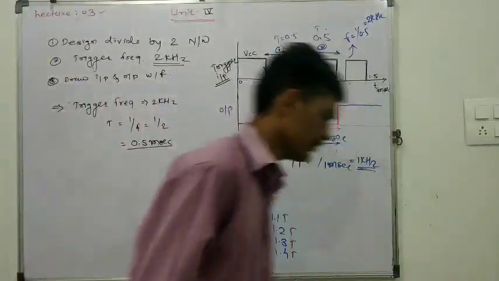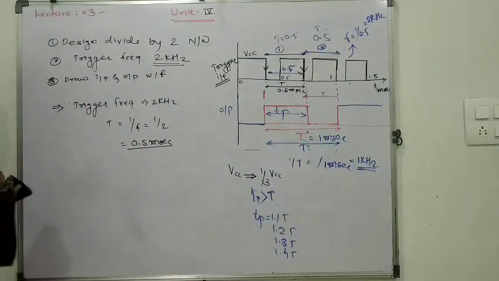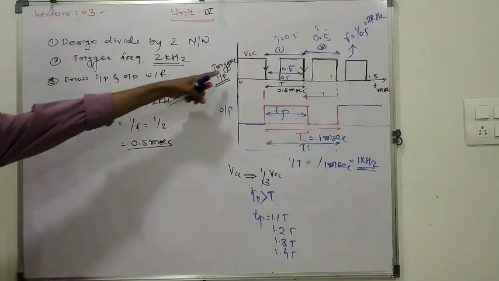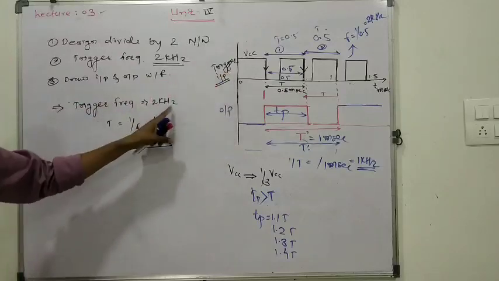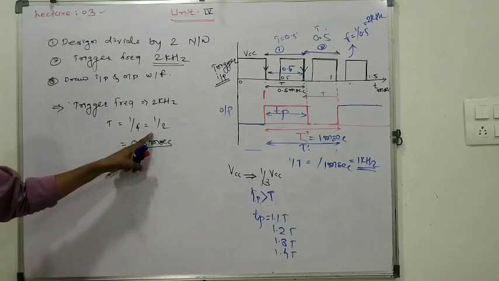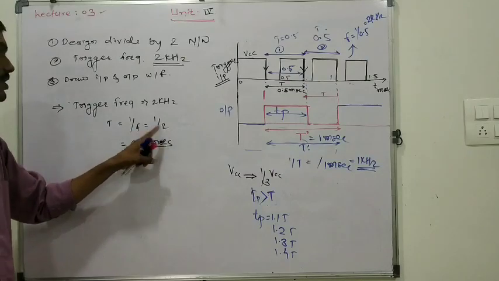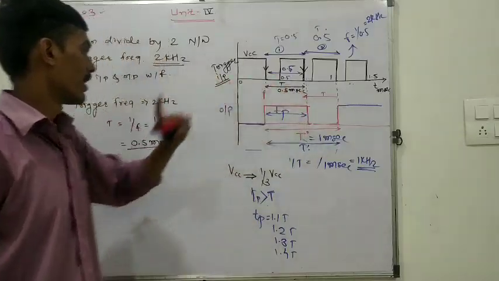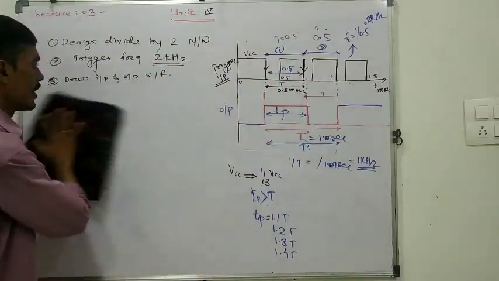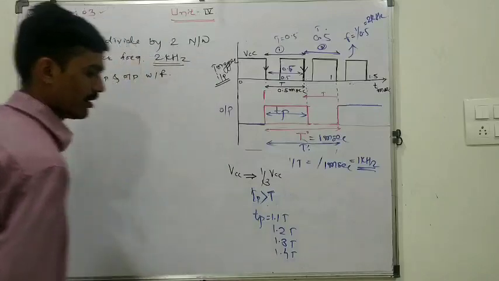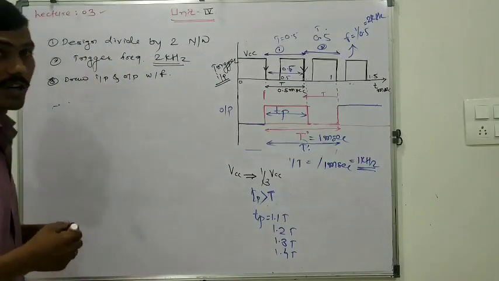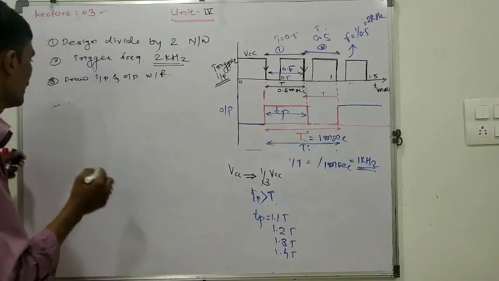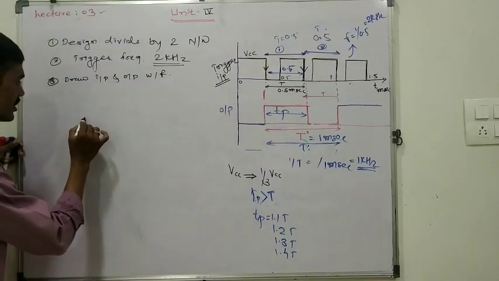Okay. Now we will start a problem. So this is the requirement: the trigger frequency is 2 kHz, T is equal to 1 by f, so 1 by 2 kHz. So we will get T equal to 0.5 millisecond. Now we are going to design this problem. Whenever we are designing a problem related to the 555 IC as a monostable multivibrator, first of all we have to draw the block diagram or block schematic.